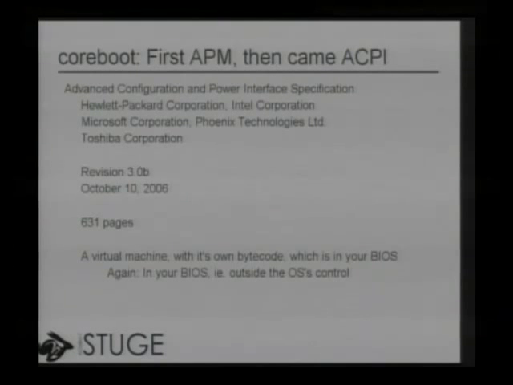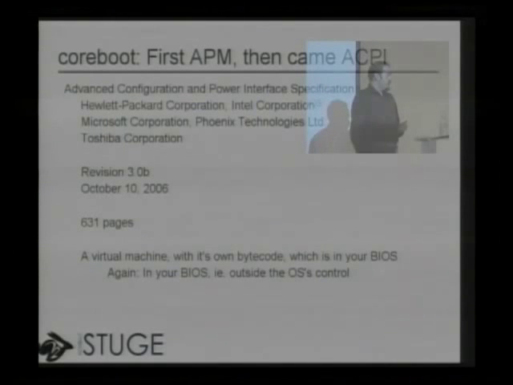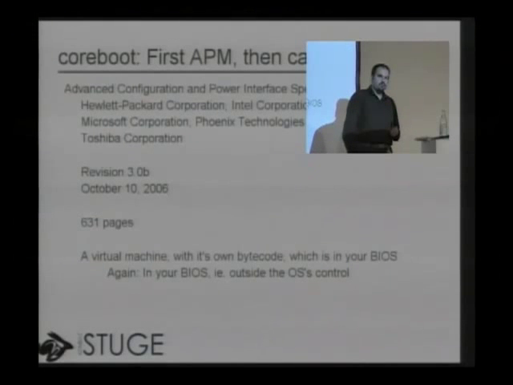So this was APM, and APM wasn't really all that bad. It wasn't so powerful, but it was a pretty nice design for the time. And then came ACPI, which we all love. This is the Advanced Configuration and Power Interface Specification by friends at HP and Intel, Microsoft, Phoenix, and Toshiba. The document I found is revision 3 from 2006, 600 odd pages.